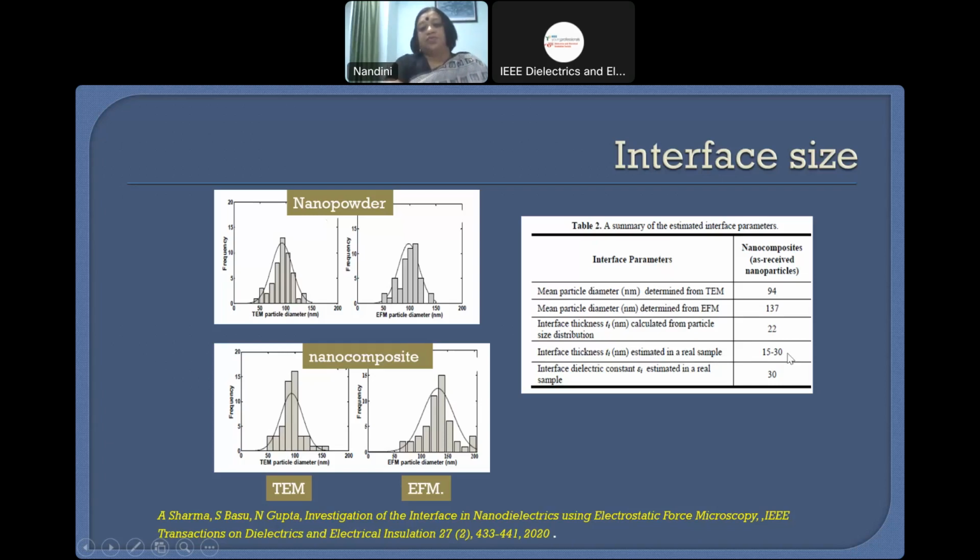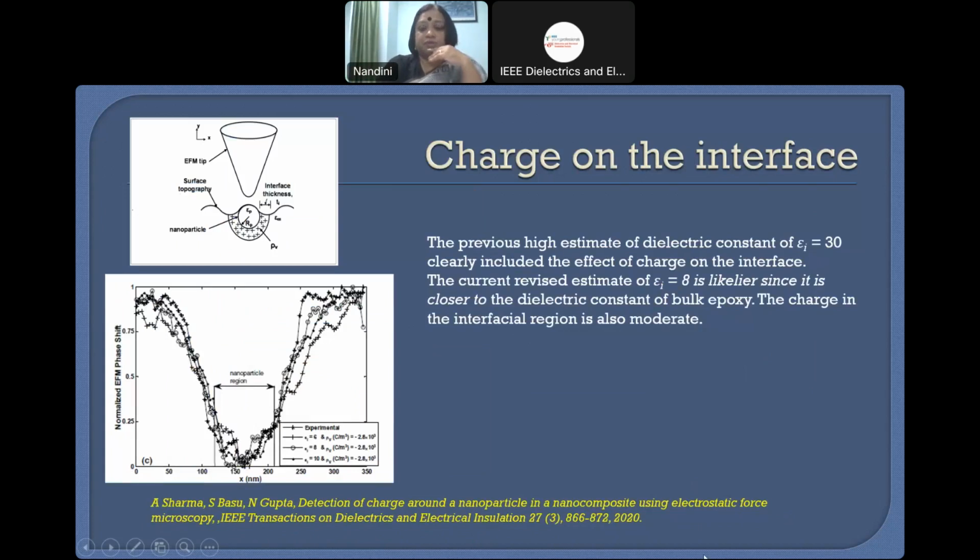So with some confidence, we are able to say that we have an interfacial region of 15 to 30 nanometers, something like 22 nanometers, which has an interface dielectric constant of 30. 30 seems unreasonable, whereas 15 to 30 is acceptable. 30 seems to be very high. We have to remember that this is not an actual measure of the permittivity, but an effective permittivity of the interface. The permittivity in the interfacial region may not be constant. It may be changing gradually, and so on. And there is also the possibility that there is some charge present on the surface.